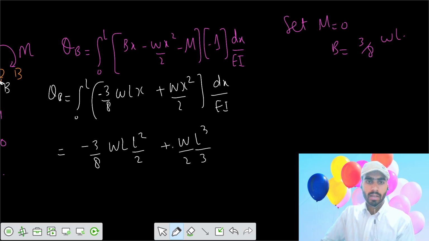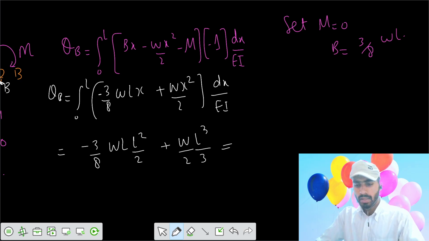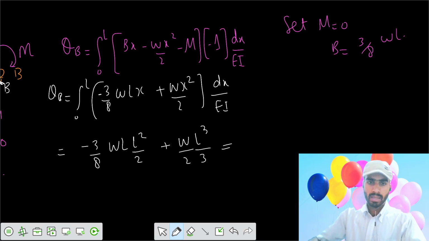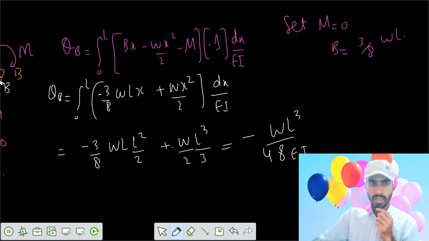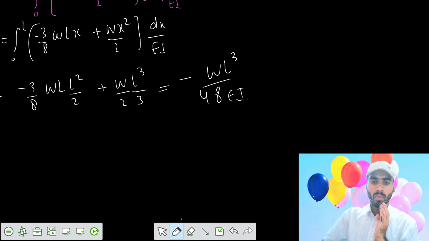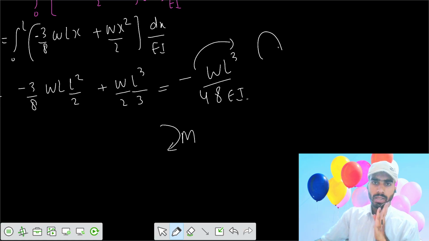So we get the value of theta at B. We can calculate that: 3 by 16 minus 1 by 6, that's minus wL to the power 3 by 48 EI. That gives theta at B equals minus wL cube by 48 EI. Minus means that the moment applied at B is clockwise, but the theta should be anti-clockwise. Theta negative means theta should be anti-clockwise.